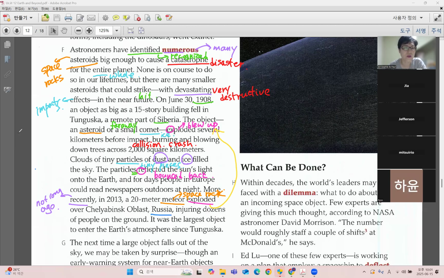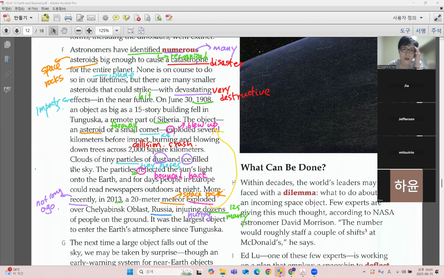Yeah, injuring. What is injuring? Injuring means hurting, getting hurt. Hurting dozens of people. Dozens means 12s. What does it mean here? It means many. It's interesting. It could really happen. I mean, it really happened in 2013.